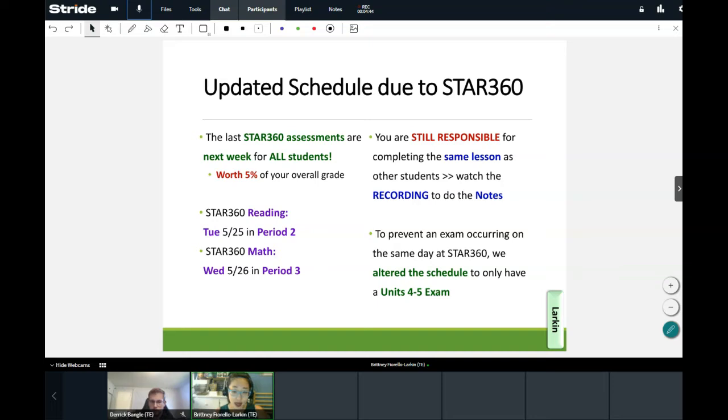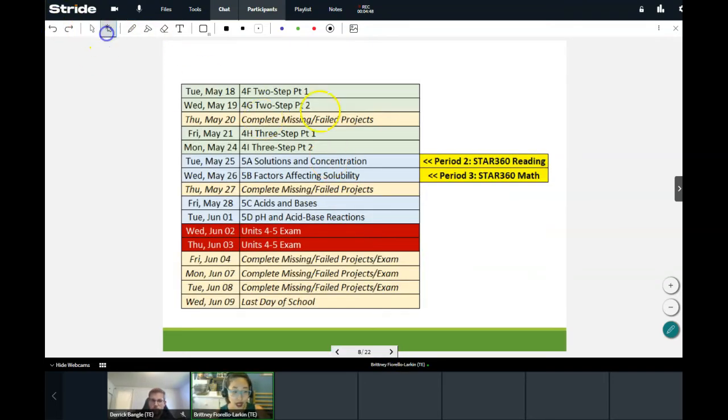To prevent an exam occurring on the same day as Star 360, which we originally had, remember that we are combining Unit 4 and Unit 5 to make the Unit 4-5 exam on this Wednesday right here. You'll also have Thursday before we zero it out, so please make sure you get it done by then. However, after that, you'll have 1 week, and then the last day of school is on Wednesday, June 9th.